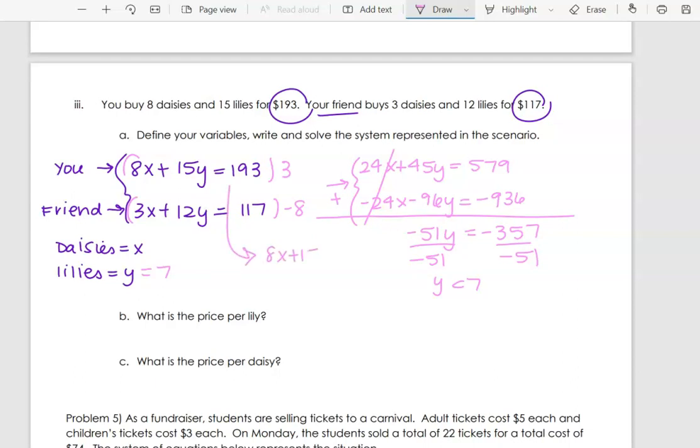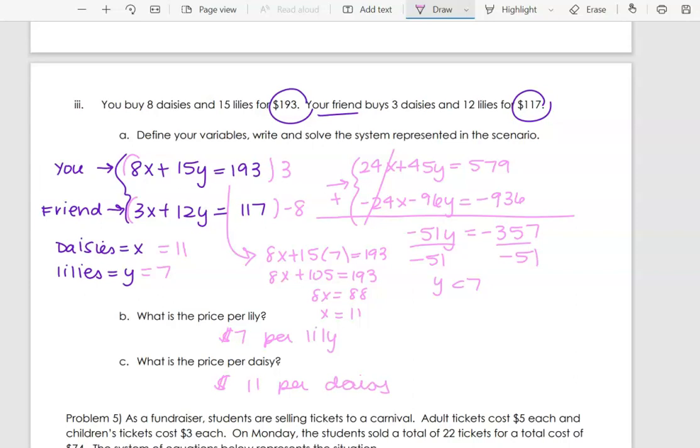8x plus 15 times 7 equals 193. 8x plus 105 equals 193. Subtract the 105, and I'll get 88. Divide by 8, and I'll get 11. And that helps me answer, what is the price per lily? Well, lilies was $7. $7 per lily. And price per daisy is $11 per daisy.